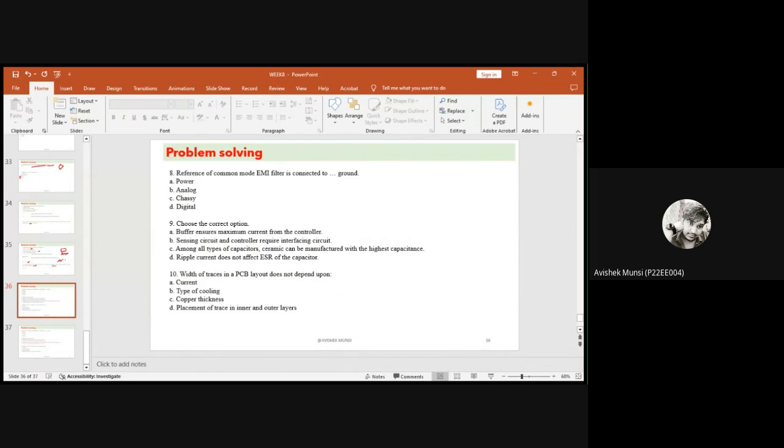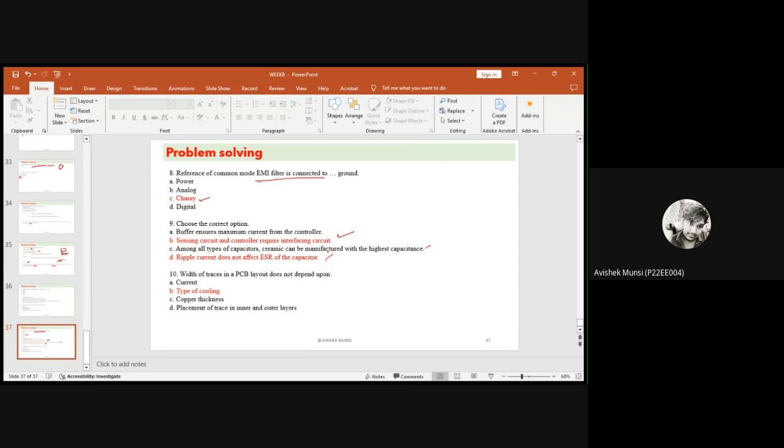Fine. So, the reference of the common mode EMI filter, as discussed in the last lecture in detail, is chassis ground. Choose the correct option. Buffer ensures maximum current. No. Sensing circuit and controller require an interfacing circuit, obviously, for sending the signal into the microcontroller. Among all types of capacitor, ceramic can manufacture the highest capacitance. No. Ripple current does not affect ESR. Definitely ripple current will affect it, because while designing a converter you see that there is definitely resistance in the capacitance, so it will produce some noise and introduce ripple.